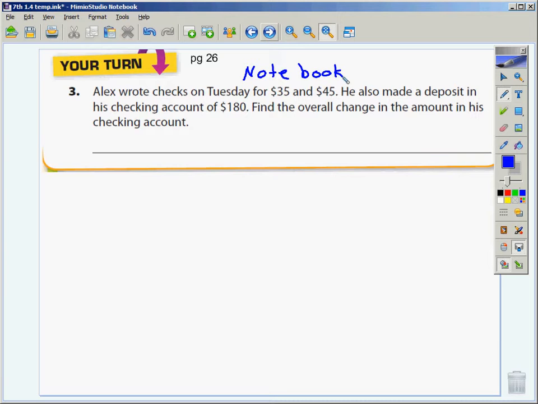Again, one of the first things we're going to want to do is write an expression for what we're reading there. We want to make sure that we read the problem all the way through so that we can tell what they're actually looking for. So Alex wrote checks. If he's writing checks, we have to remember that that means we're subtracting $35 and $45. He also made a deposit in his checking account for $180. A deposit means that he's adding money to what's there.